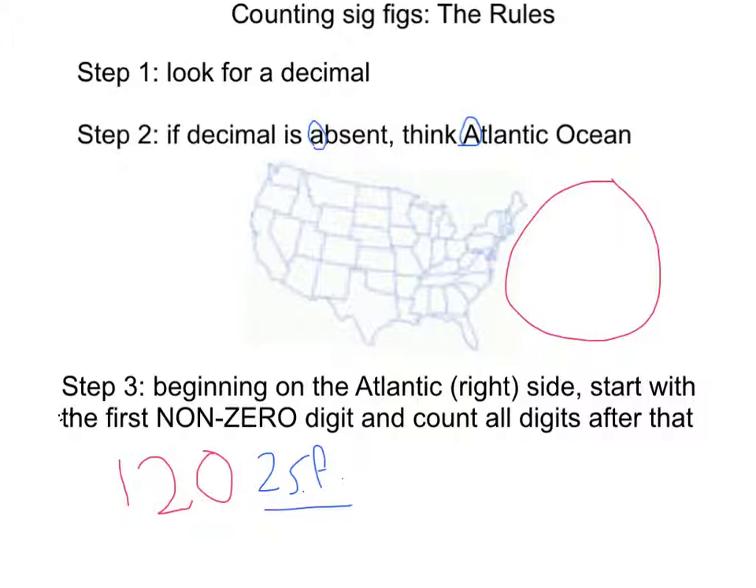Let's look at another one. What if we have 4,050? Same deal. Decimal absent, start on the Atlantic side. Start with the first non-zero digit. 1, 2, 3. 3 sig figs in this number.